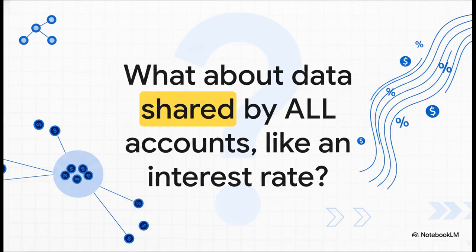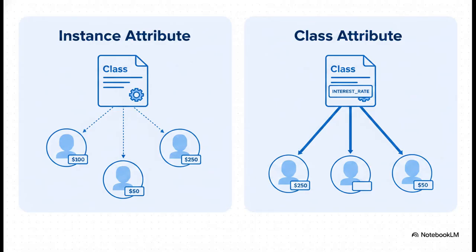Now this is where it gets interesting. An individual balance, sure, that belongs to an instance. But what about something like a bank's official interest rate? It'd be kind of crazy and super inefficient to store a separate copy of that rate in every single account object we make, right? And this slide just nails the difference.